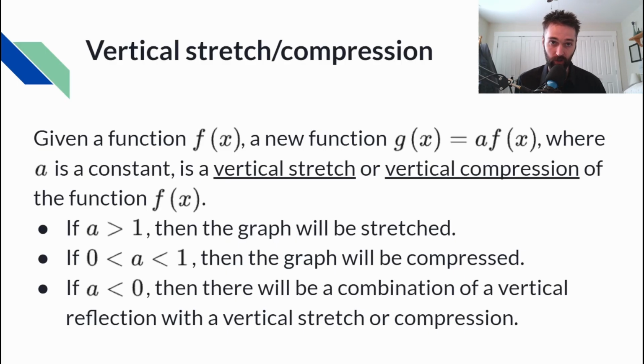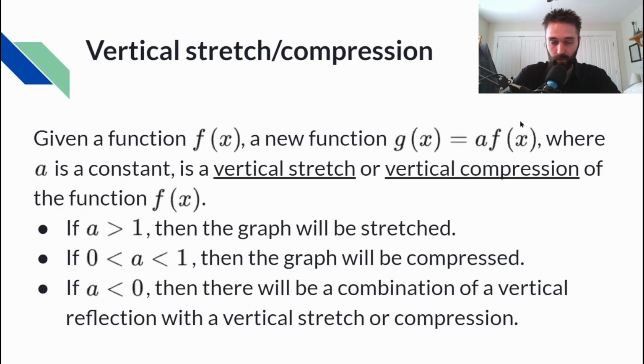Next, let's talk about vertical stretches and compressions. Given a function f of x, a new function g of x equals a times f of x, where a is a constant, is a vertical stretch or vertical compression of the function f of x. So this is a vertical transformation, so we're doing something to the outside of the function. We're taking f and multiplying a by the entire thing.